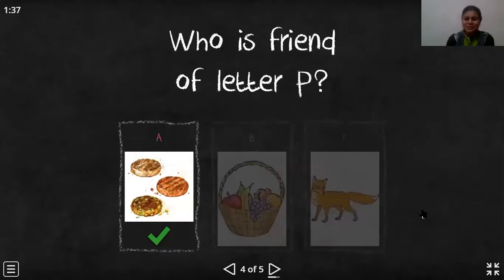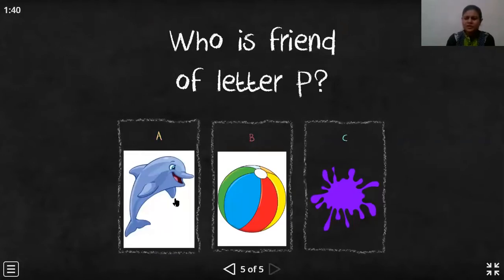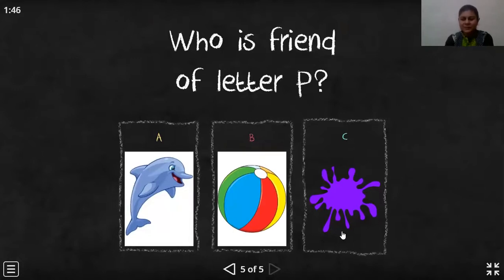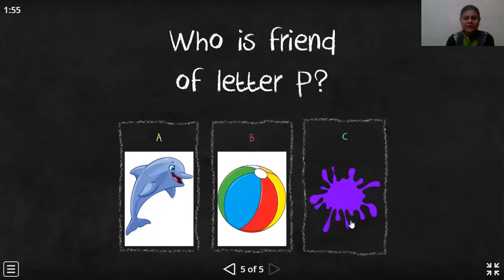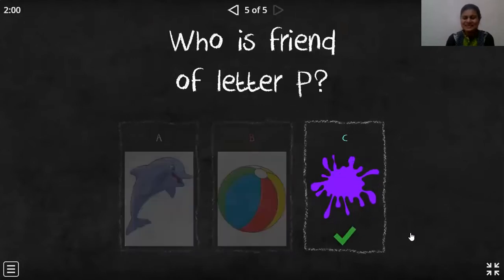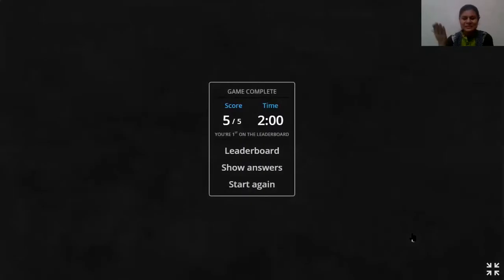Correct. And what do we have next? Which of these could be the friend of letter P? Dolphin, ball, or the color purple? Let's check. Peep. Dolphin, peep. Ball, peep. Purple? Yes, it is purple. That's good. And this means we have full score, 5-5. Well done, children. And with that, it's time to show you your fun home play activity, which is right here.